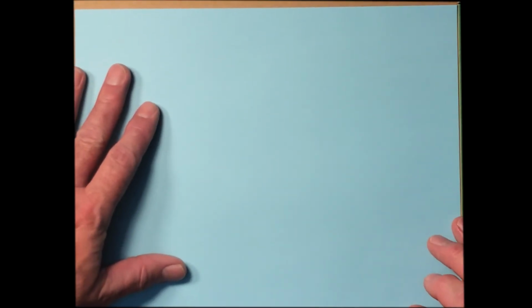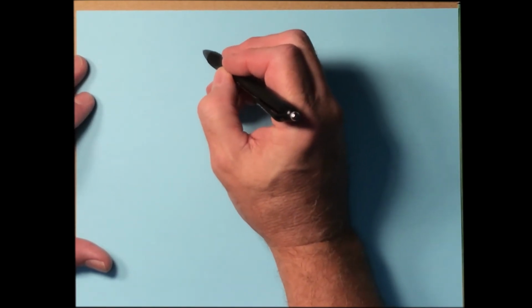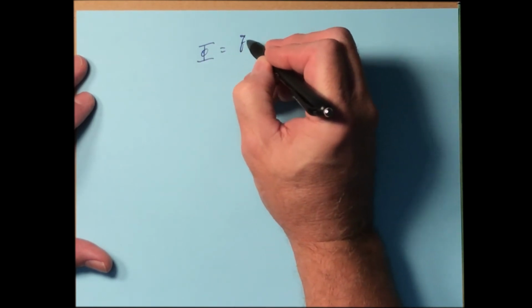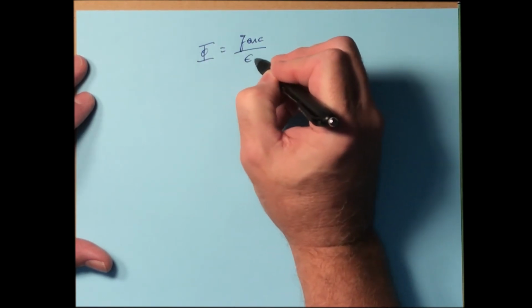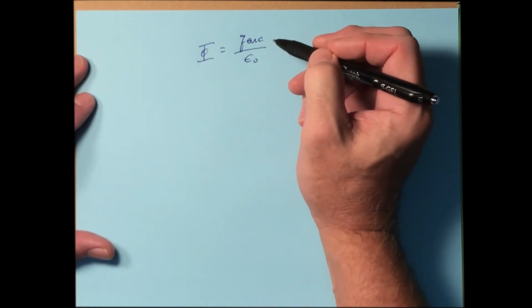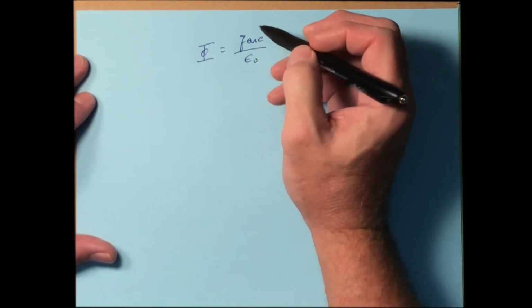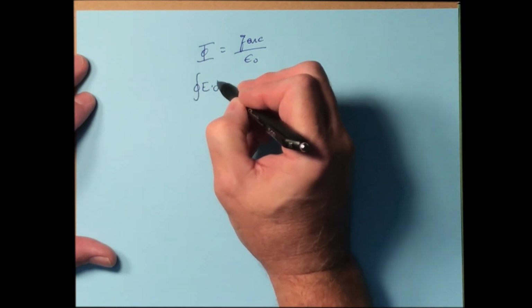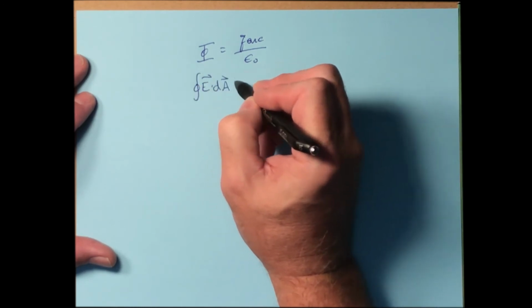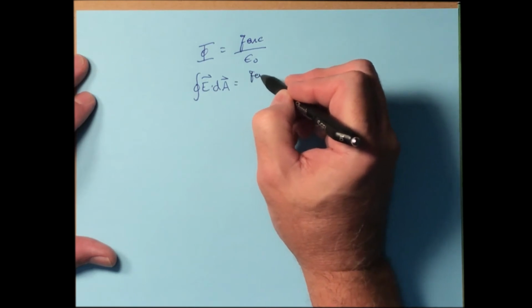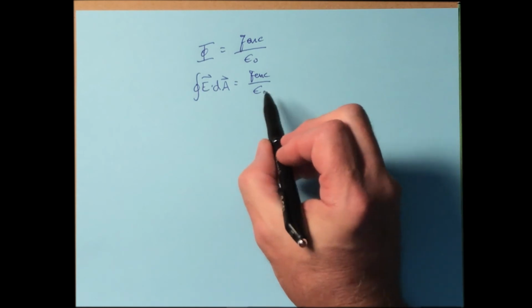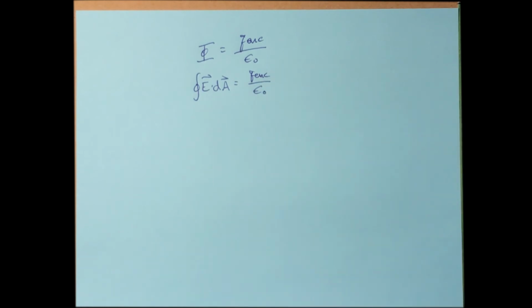All right, let me quiz you a little bit then. We could write Gauss's law this way. We haven't really talked about the right-hand side of the equation just yet. Or we could write it this way: closed integral E dot dA equals Q enclosed divided by epsilon naught. But now let's talk about the right-hand side here.